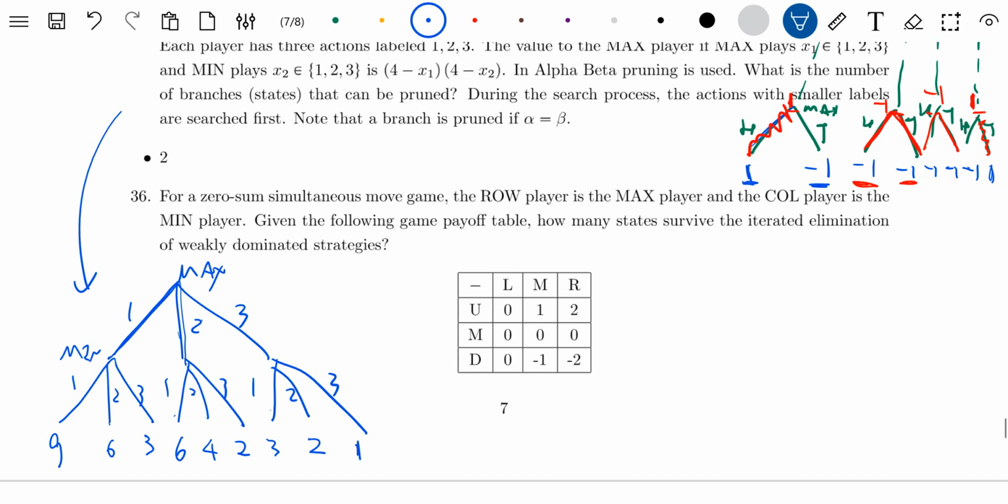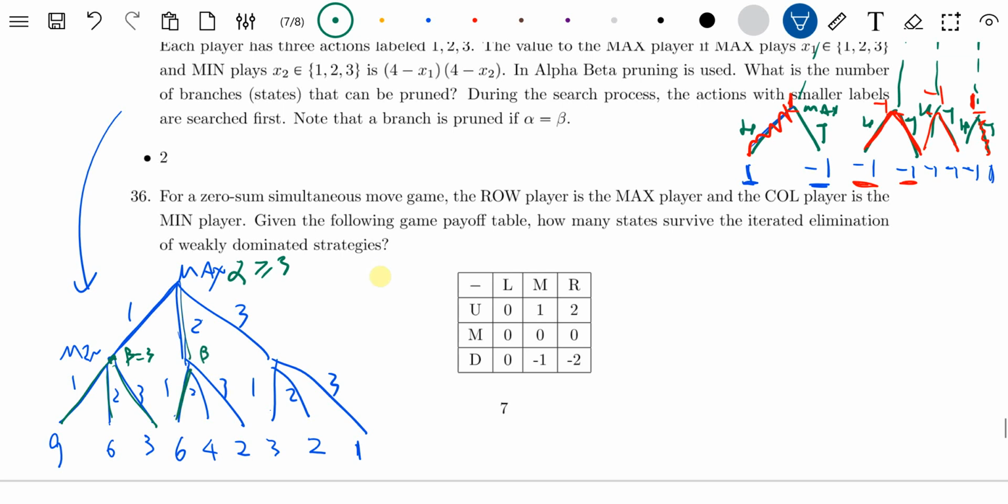Okay, so now we get all the numbers. And then we can do alpha, beta stuff. So here, the first one, I need all of them. So comparing these three, the minimum is 3. So we know the beta is equal to 3 here. And we go back and find the alpha. Alpha should be larger than or equal to 3. Okay, so the next thing is to search this. The first branch is always searched.